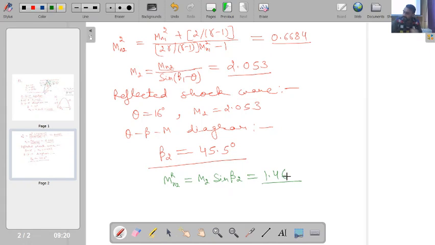If we calculate this value, it comes out to be 1.46. Okay. So if I have this value, then can I calculate Mn3? Mn3 squared will be equal to Mn2R squared plus 2 by gamma minus 1, divided by 2 gamma by gamma minus 1 times Mn2R squared minus 1. So from here, if you calculate Mn3, it comes out to be 0.7157. Is this one clear?